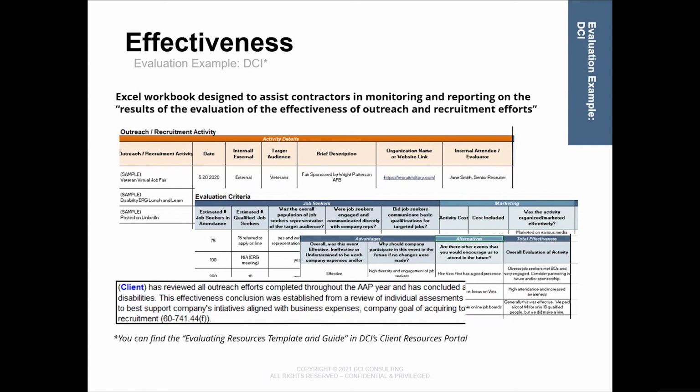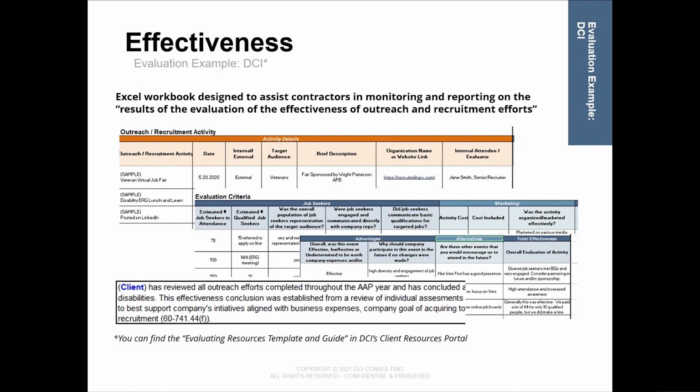When all of the activities in this template are filled in, you can go through to the total effectiveness column on the far right and look at that. And after looking at all the individual pieces, what we want you to do is come up with that overall effectiveness, what's called a totality statement. And at the very bottom, there's a square, and it says client has reviewed all outreach effort. This is an example of a totality statement that you're going to want to create and have documented each year.